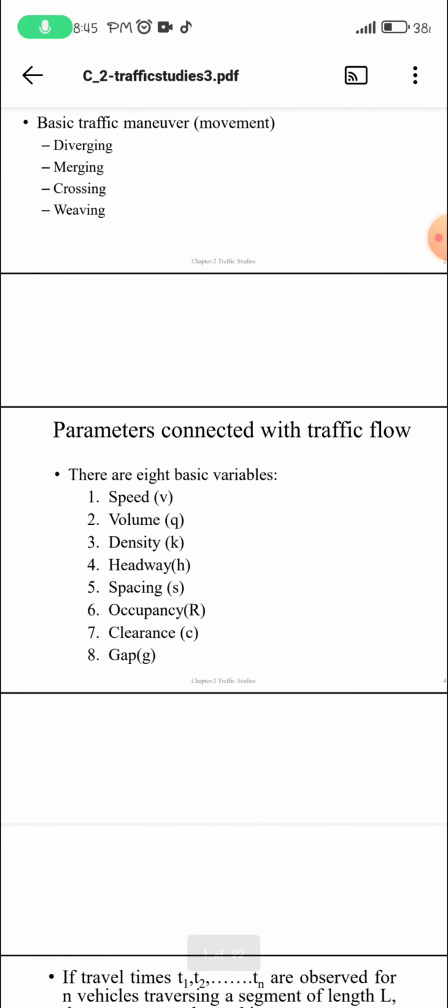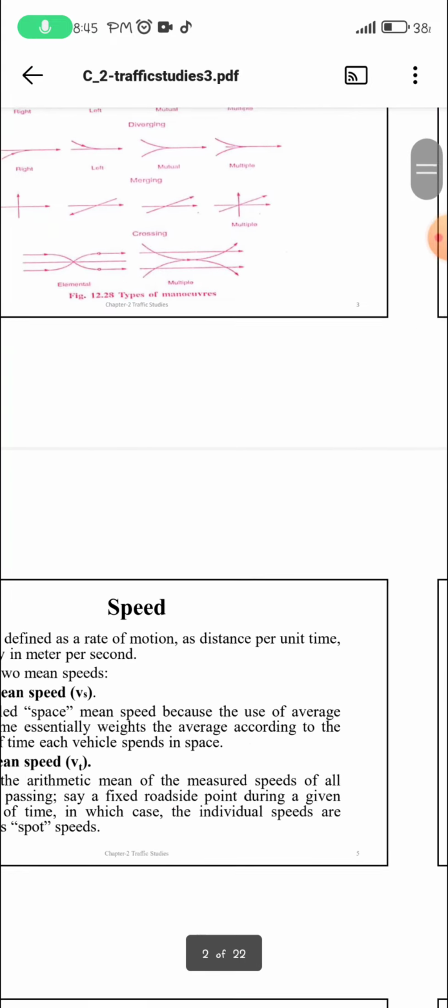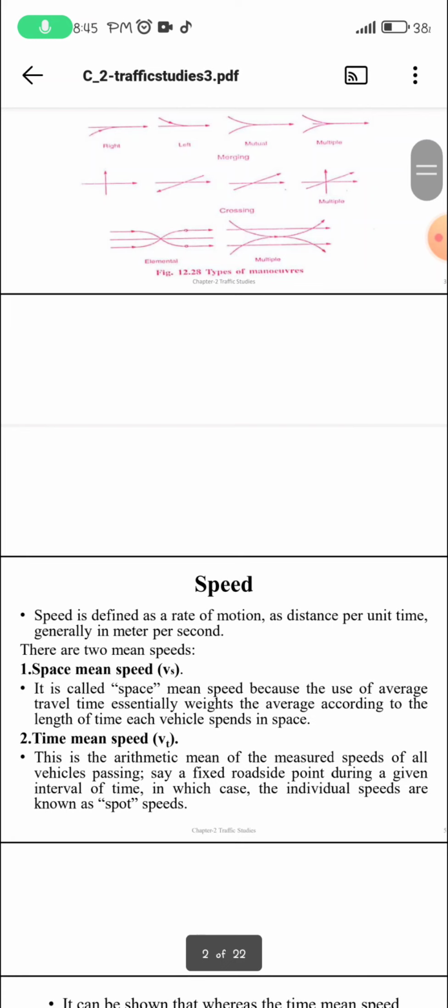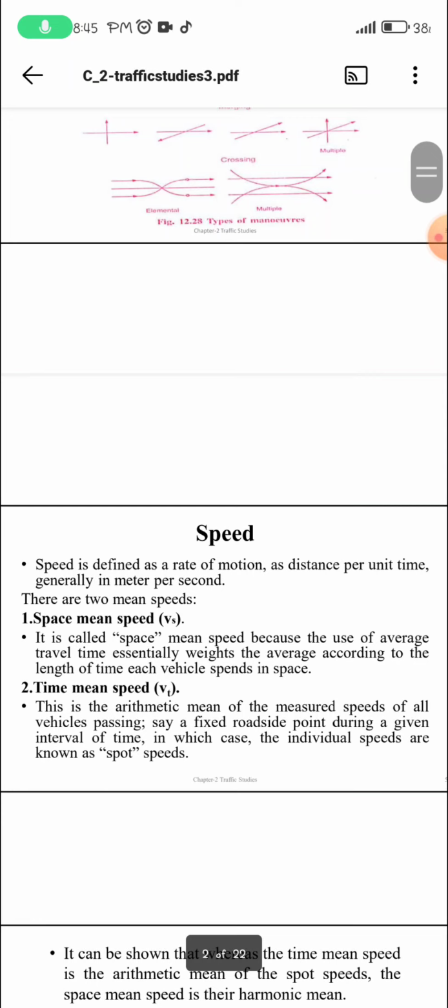Parameters connected with traffic flow. There are 8 basic variables: speed v, volume q, density k, headway h, spacing s, occupancy r, clearance c, gap g. Speed is defined as the rate of motion as distance per unit time, generally in meter per second. There are two mean speeds: space mean speed and time mean speed. Space mean speed, vs. It is called space mean speed because the use of average travel time essentially weighs the average according to the length of the time each vehicle spends in space. Time mean speed, vt.